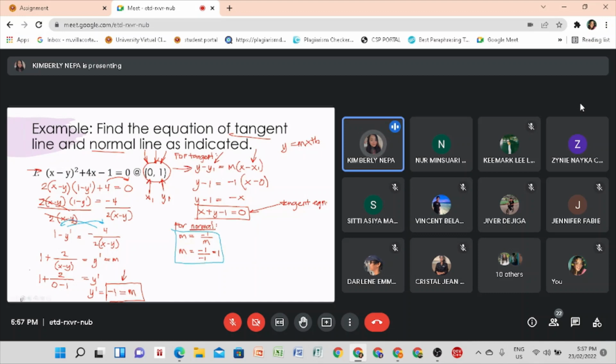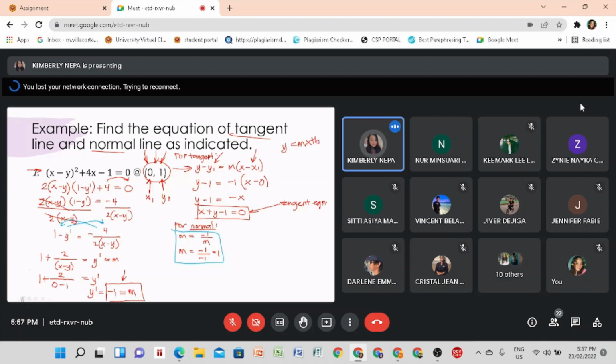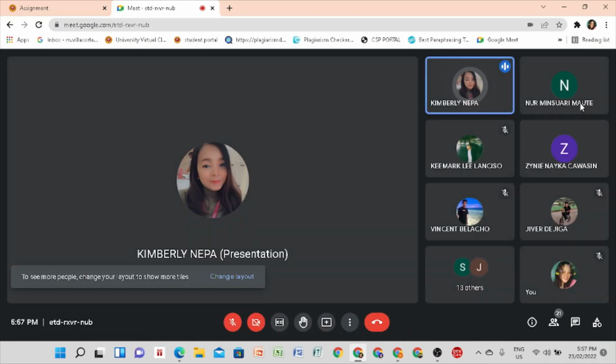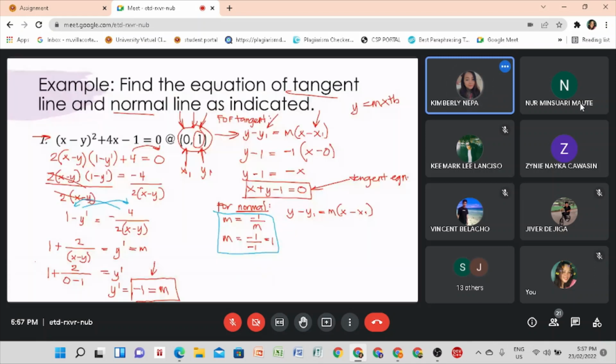Okay, so that is the slope for the normal. So let's find the equation of the normal line. Again, using the same, y minus y sub 1 is equivalent to m times x minus x sub 1. So we substitute the same values. y sub 1 would be this, x sub 1 would be this. So y minus 1, but the slope is different now. That is equal to 1 times x minus 0. So y minus 1 is equal to x.